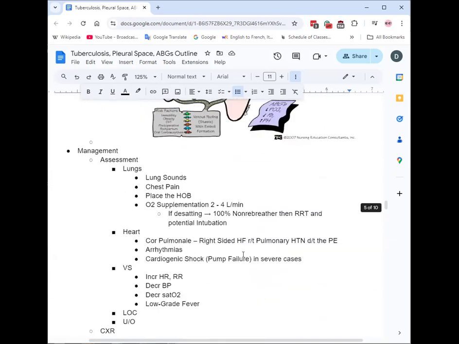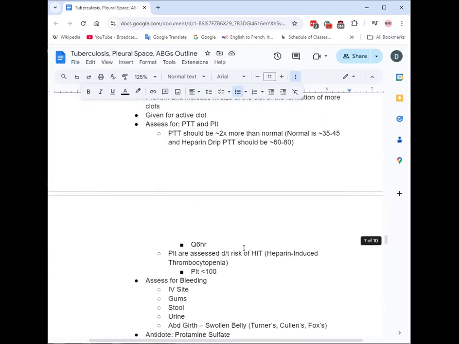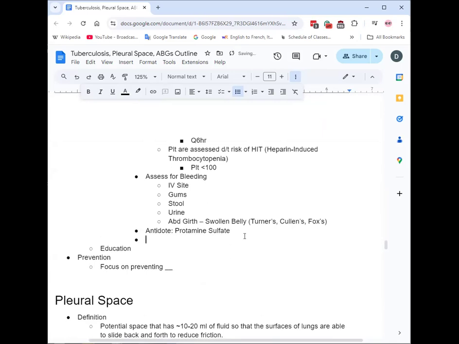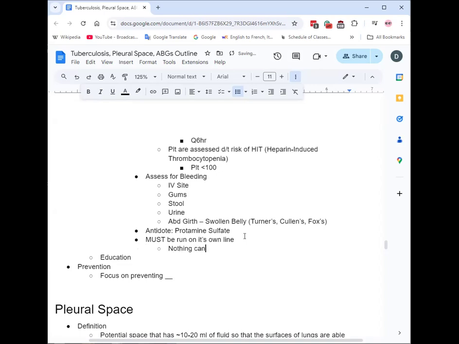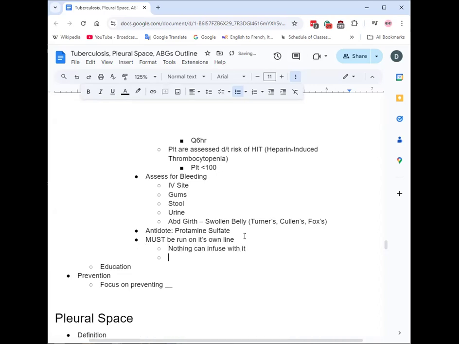It's actually in this picture right here. How is heparin given other than it's on the pump? Yes, you need to run it separately. So it must be run on its own line. Nothing else can infuse with it. So make sure this person has two IVs or a central line, because you don't want that one line only taken up by heparin and now they essentially don't have an IV.